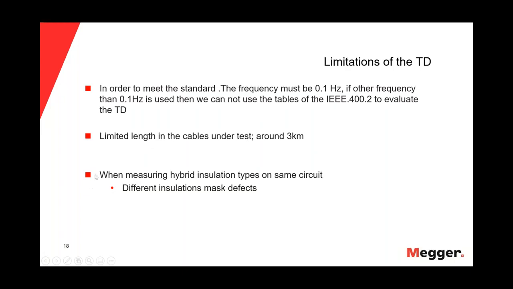And then another major factor is when measuring hybrid insulation types on the same circuit, i.e. you have some EPR, some PILC, maybe some of it is XLPE and you've tied that in. The different insulations will mask the defects depending on what insulations you have in that circuit. And these are the limitations of all tan delta values. And of course, if you're not using the 0.1 hertz and the three steps, there's no table to compare to.